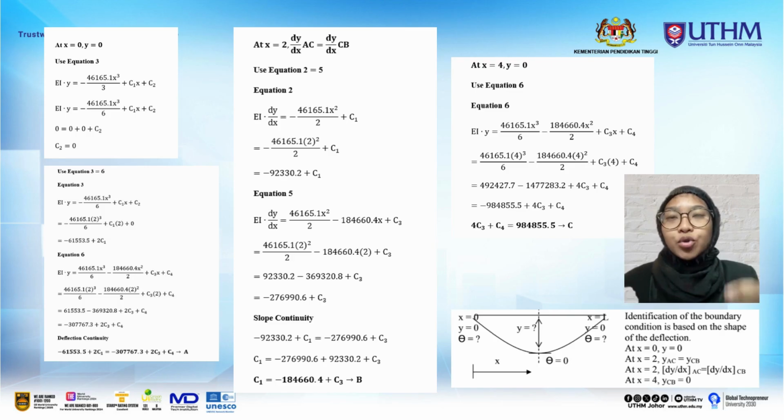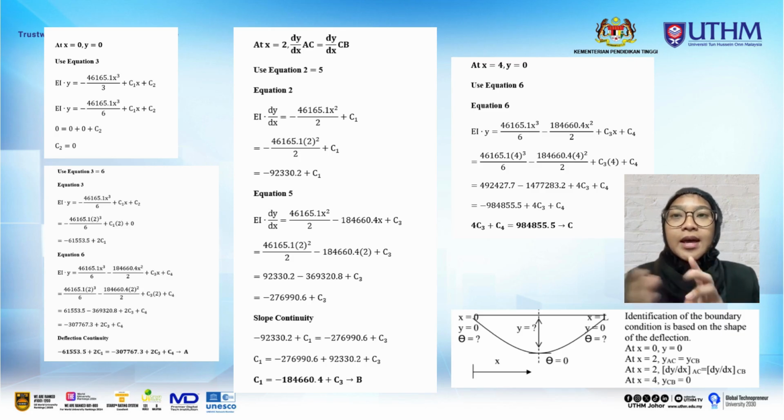Now let's do boundary and continuity conditions. To determine the constants C1, C2, C3 and C4, we apply these conditions. There are 4 conditions. So first, at x equal to 0, y is also equal to 0. Second, at x is equal to 2, YAC is equal to YCB. That will be our deflection continuity.